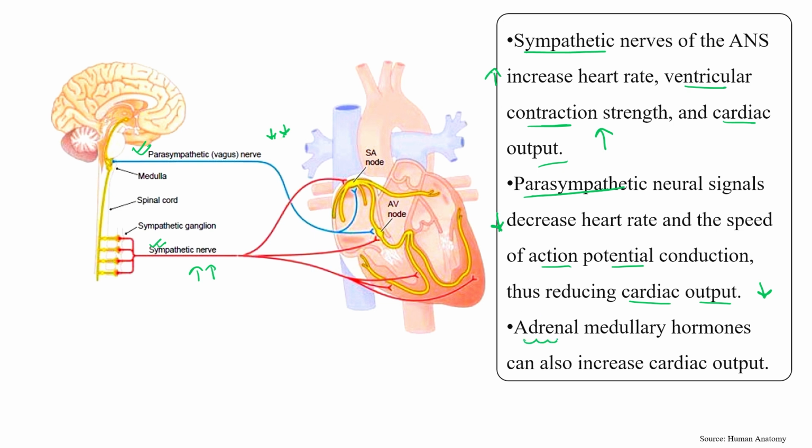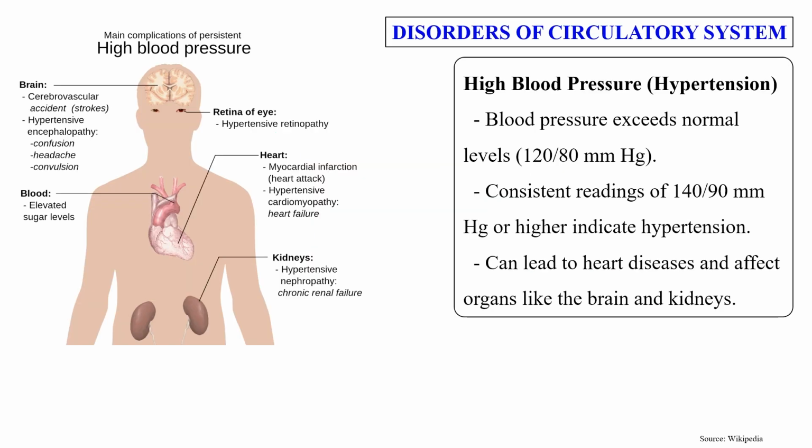Hormones released from the adrenal medullary region also connect with the sympathetic nerves, so this will also increase the cardiac output. So this medullary hormone also increases the cardiac output. Generally, the parasympathetic nerve is related to decreasing the heart rate and cardiac output, and for sympathetic it is just vice versa.